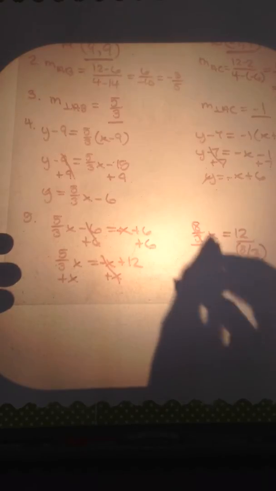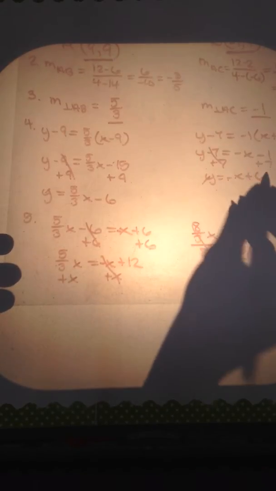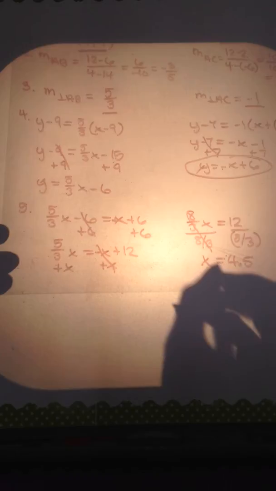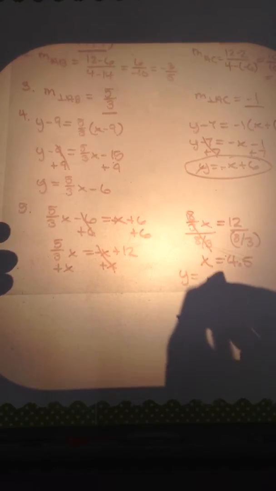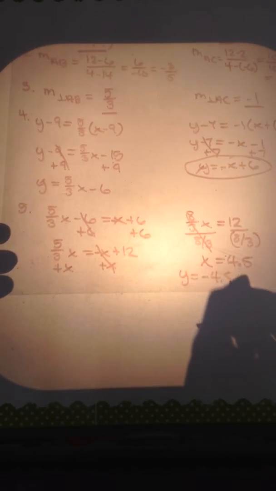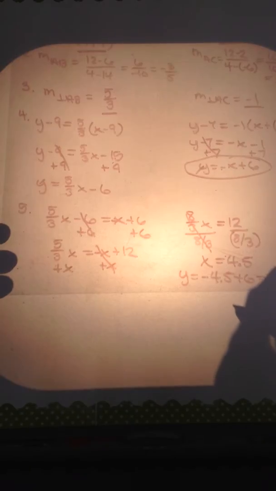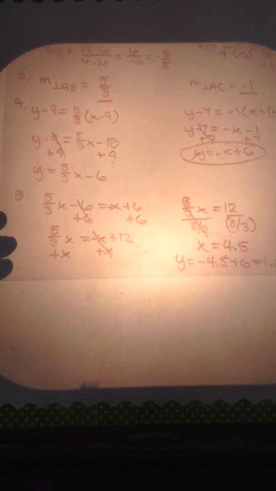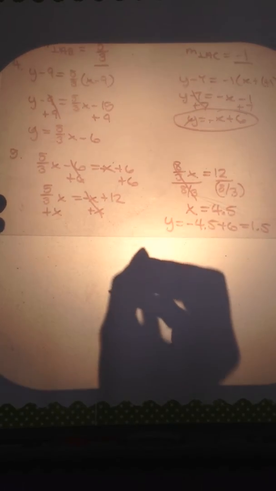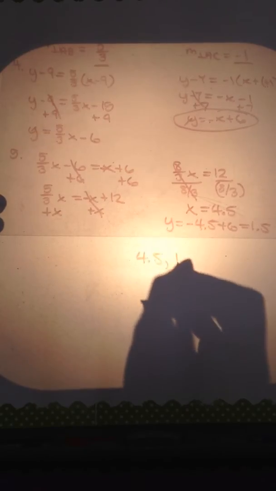To find y, we plug x back in. So I'm going to use this equation because there's no fractions. So y is equal to negative 4.5 plus 6, which is 1.5. So my final answer would be x comma y, 4.5 comma 1.5. And that would be my circumcenter, or the center of the circumscribed circle.